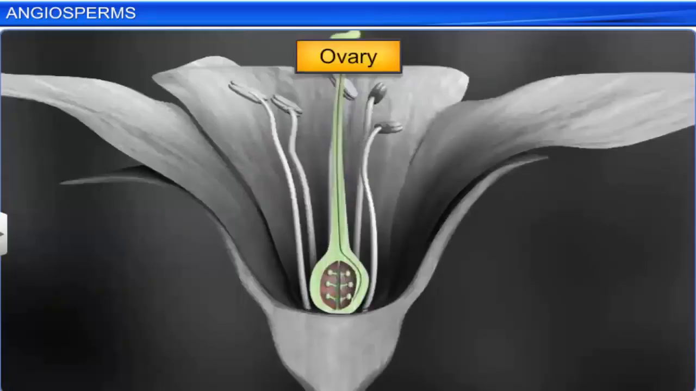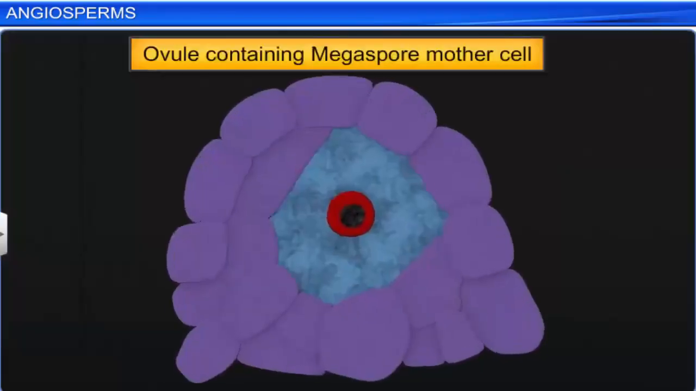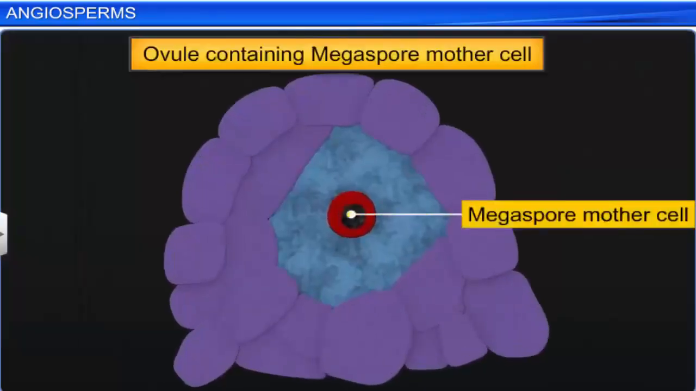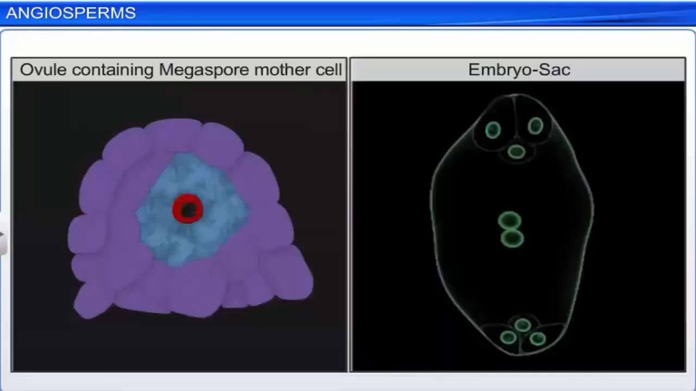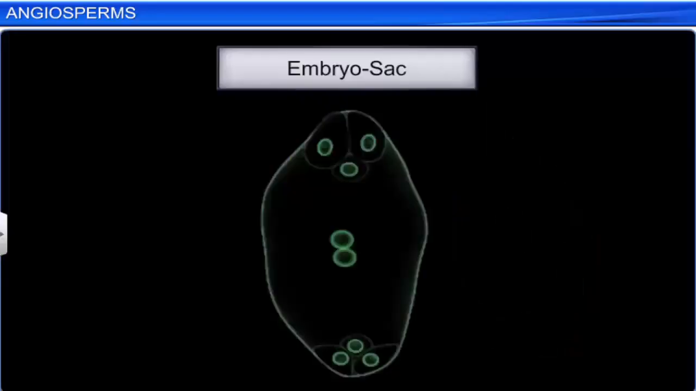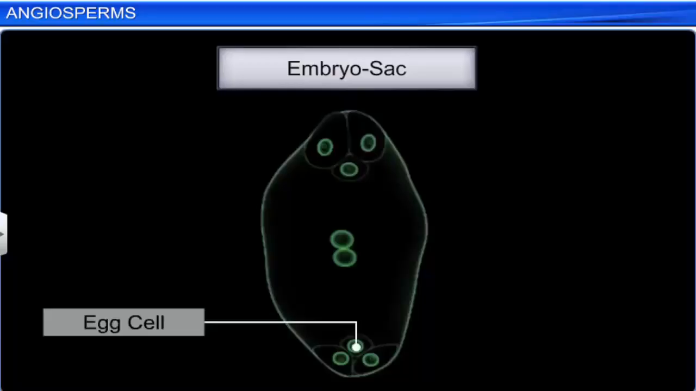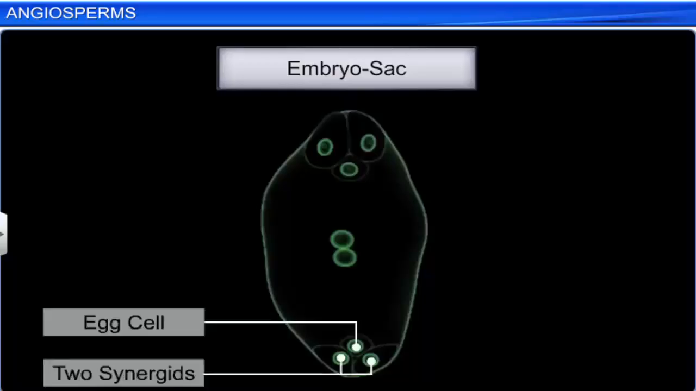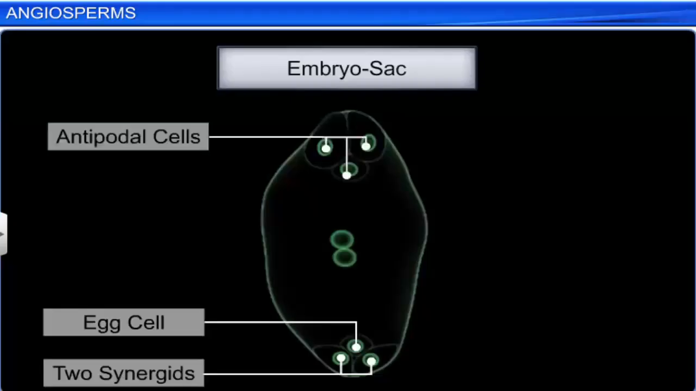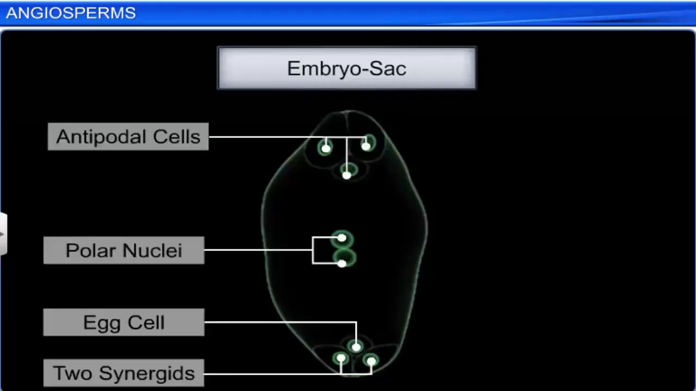The ovules, or the megasporangia, are present inside the ovary. These ovules contain the megaspore mother cell, which, following meiosis, develops into the haploid female gametophyte called the embryo sac. The embryo sac has a three-celled egg apparatus consisting of one egg cell, two synergids, three antipodal cells, and two polar nuclei.